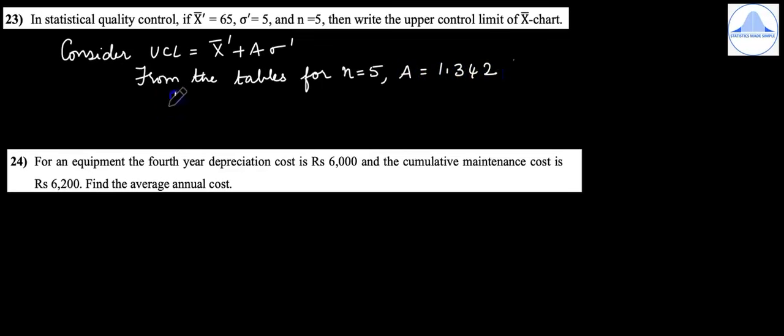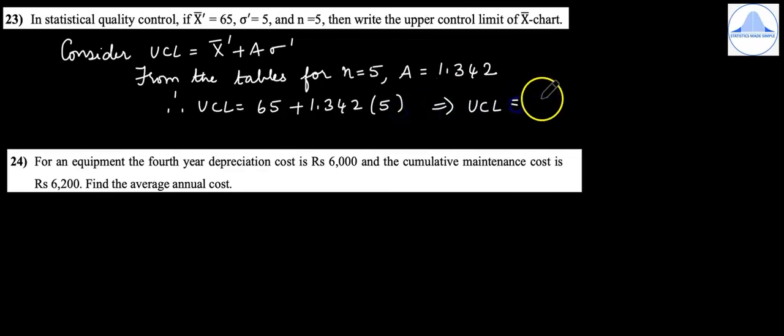1.342. So therefore UCL is equal to 65 plus 1.342 into 5. So the final answer you will get is UCL is equal to 71.71.